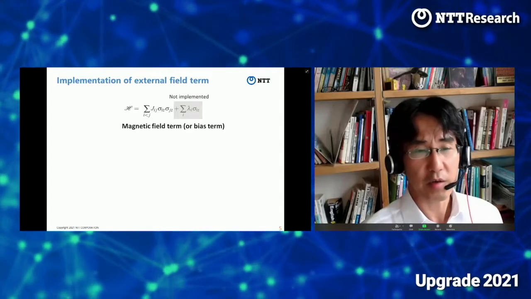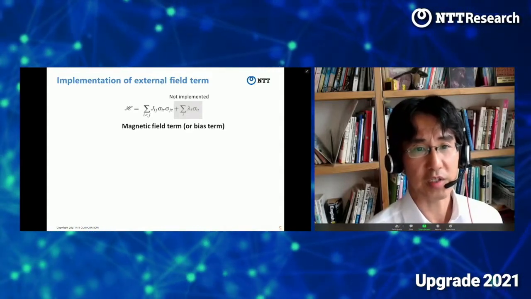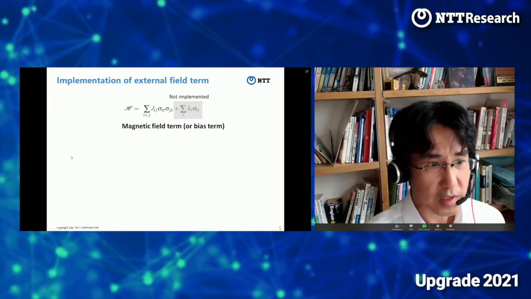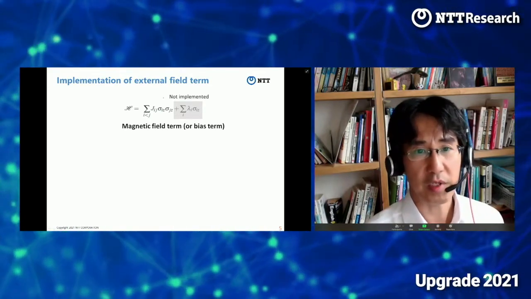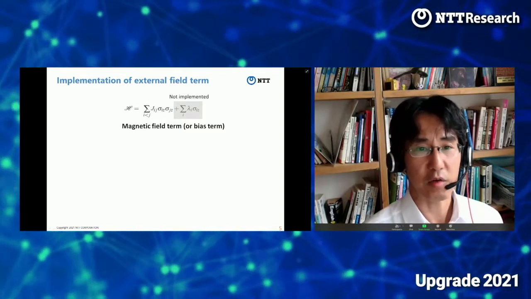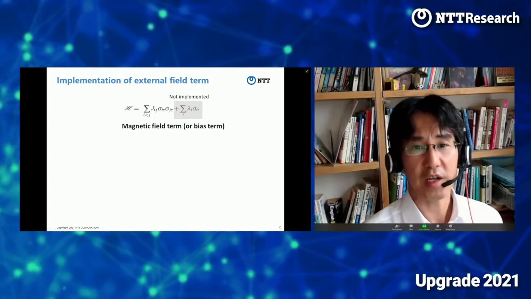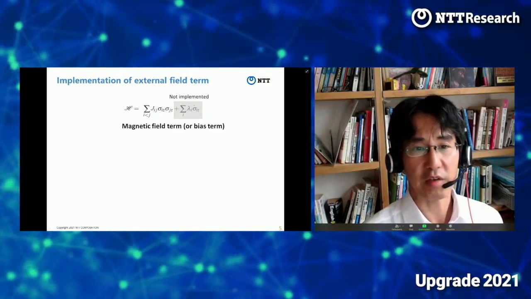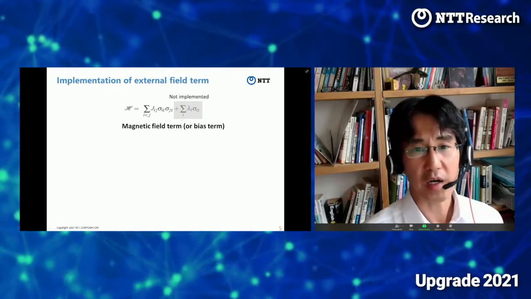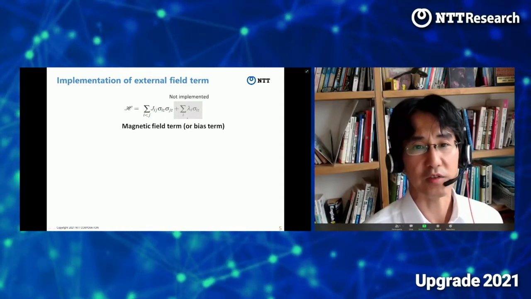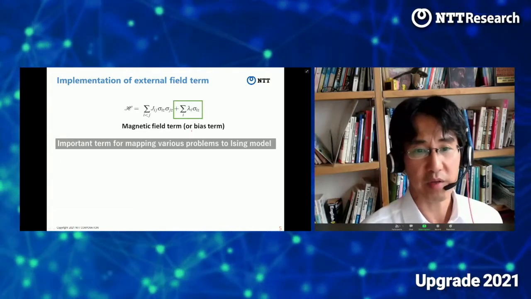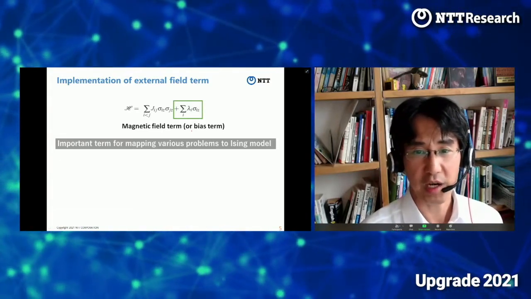In general, the Hamiltonian of the Ising model is given by this equation, where the first term on the right-hand side corresponds to the spin-spin interaction term, and the second term is the external magnetic field. However, in the previous version of the CIM, this magnetic field term had not been implemented. But this is a very important term for mapping various combinatorial optimization problems to the Ising model.